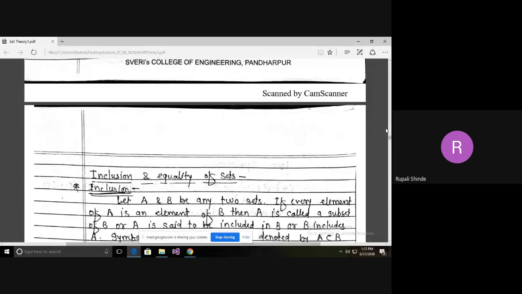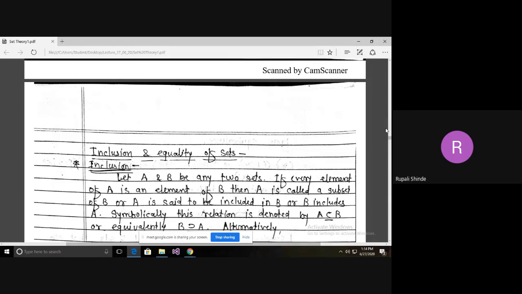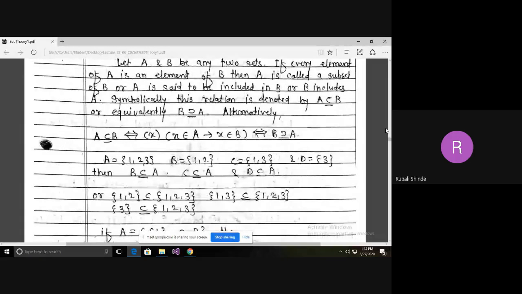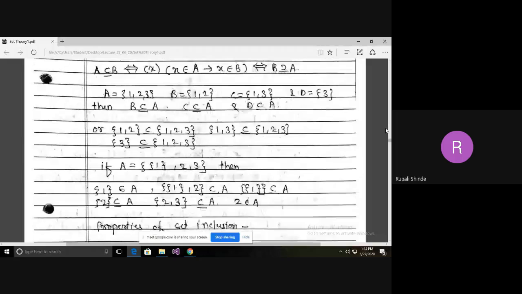If there are two different sets A and B, then A is called a subset of B if all the elements of A are present in B. That subset is also called the concept of inclusion. So we can say A is a subset of B, or B includes A. Based on that we have seen some examples.